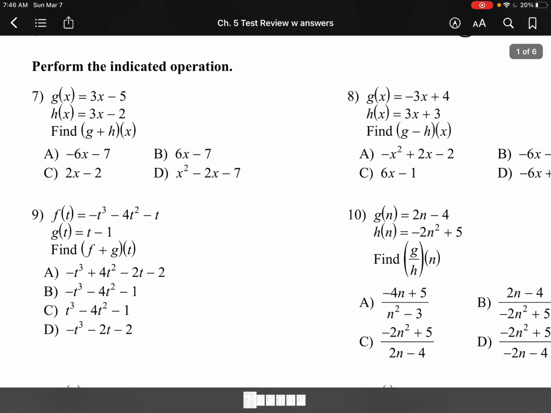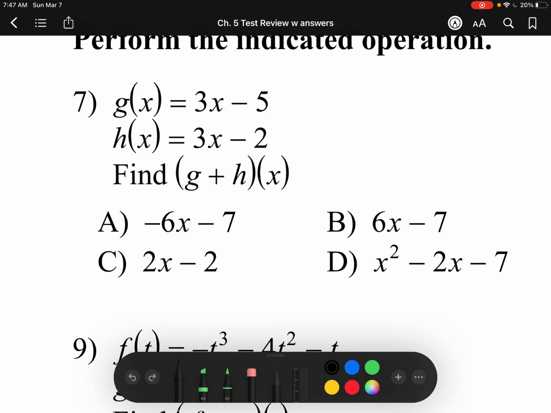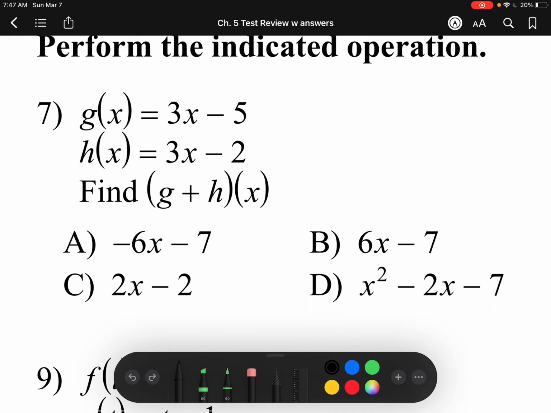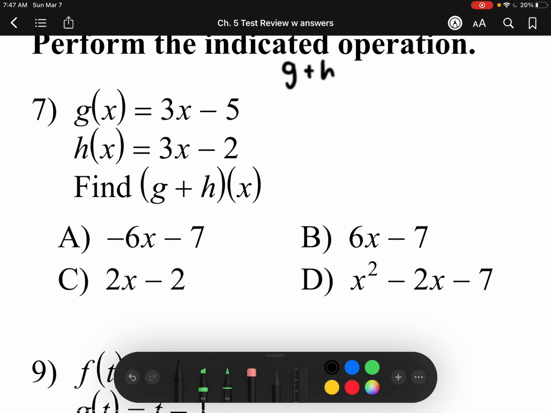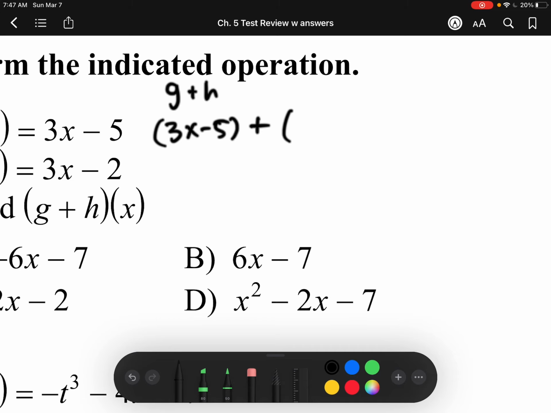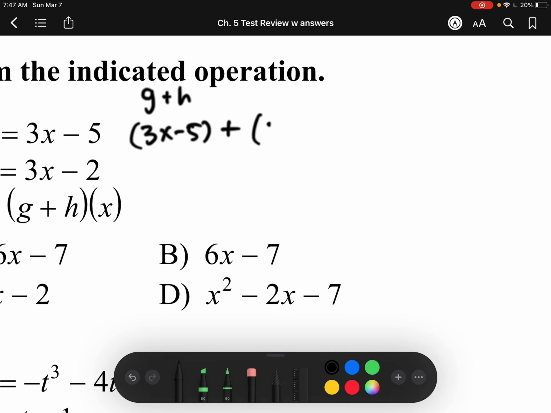All right, so for number 7, we have g plus h of x, right? So we're given function g. Function g is 3x minus 5. Function h is 3x minus 2, right? And we're combining them by addition. So we're going to take function g and we're going to add function h to it, right? So I'm going to write it out. So g plus h becomes 3x minus 5 plus, function h is 3x minus 2. So plus 3x minus 2.